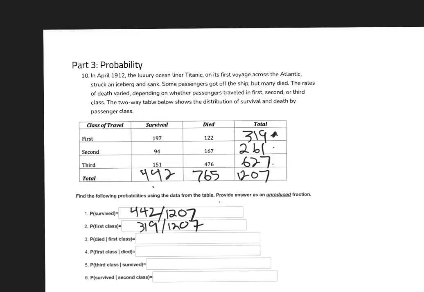Probability that someone died given that they're first class. Okay, so what this vertical bar means is that we're no longer looking at the whole group. We're only looking at the group that satisfies this condition to the right of the vertical bar, which is to say that they're first class. So we're only looking at these 319 people, which means that will be our denominator. Of those, 122 died. So if I pick a person at random from the first class passengers, the probability that person died is 122 out of 319.